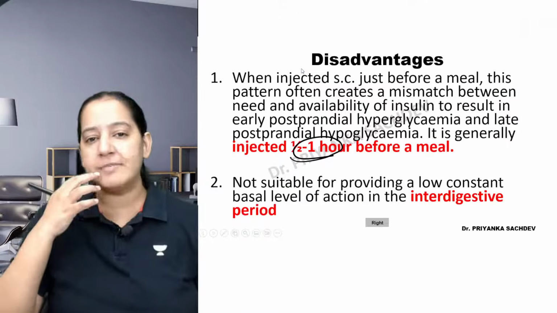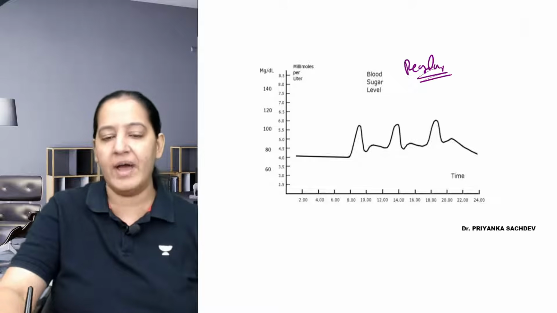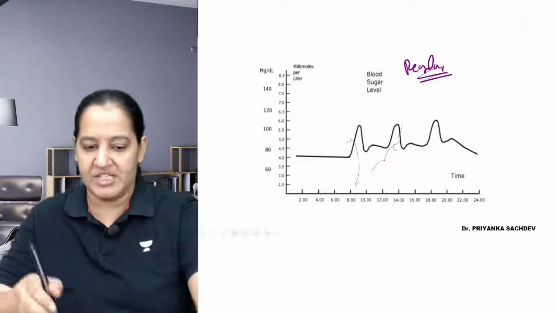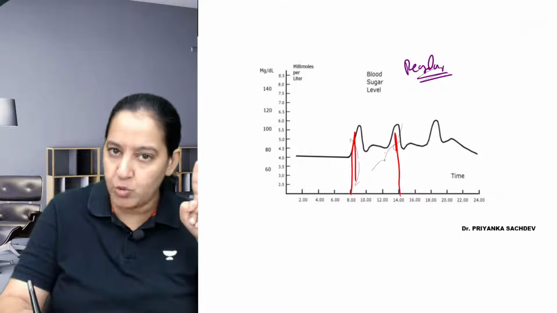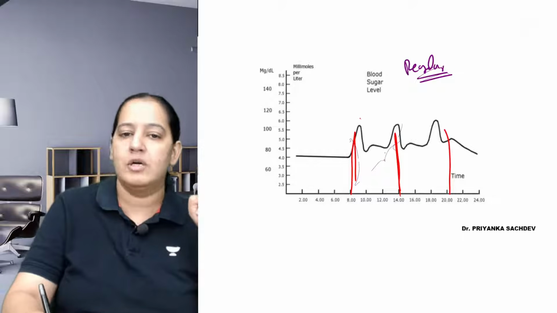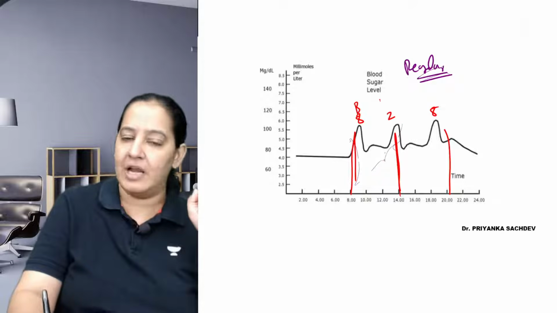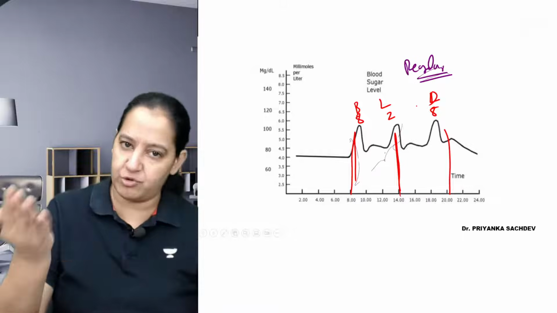So how many times do you have to give the injection? I'm asking about regular. Currently I'm teaching you the regular one, right? So you have to give the injections 3 times, right? Normal people eat 3 times. Suppose the breakfast is at 8 o'clock, the lunch is at 2 o'clock, and the dinner is at 8 o'clock. So 8 a.m., 2 p.m., and 8 p.m. The breakfast, the lunch and the dinner. So half an hour before each of them, you have to give 3 injections.